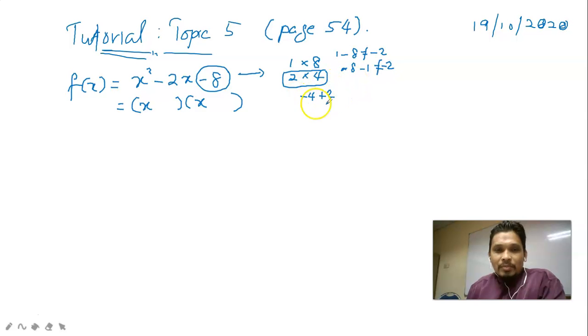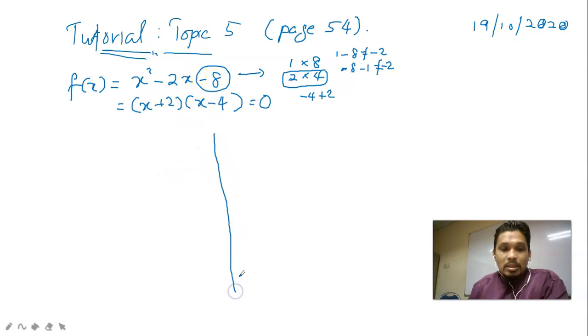So this is what we call the best pairing here, which means that it comes out with x plus 2 and x minus 4. Okay, so means that here if we make this equal to 0, f(x) equal to 0 with x squared minus 2x minus 8. Okay, sorry.